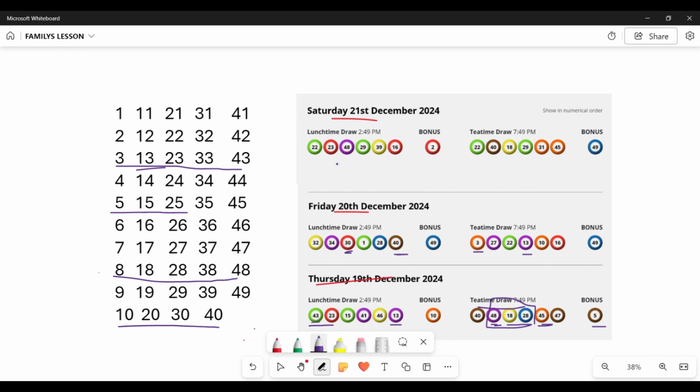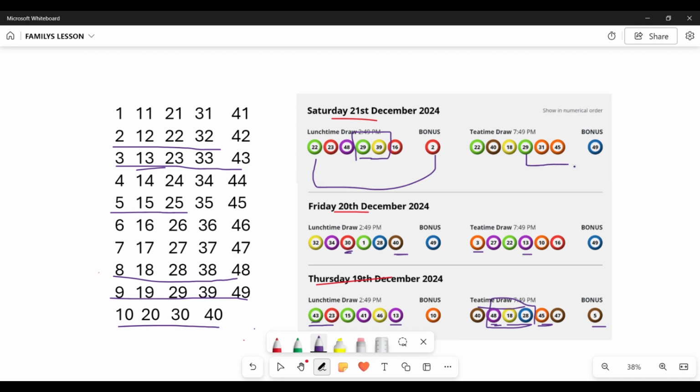Let's go to the 21st of December, the lunchtime results. All right. I can see we have a 29 and a 39. This is families of 9. And we also have a 2 and 22, which is a families of what? A families of 2. And then we go to the tea time results.